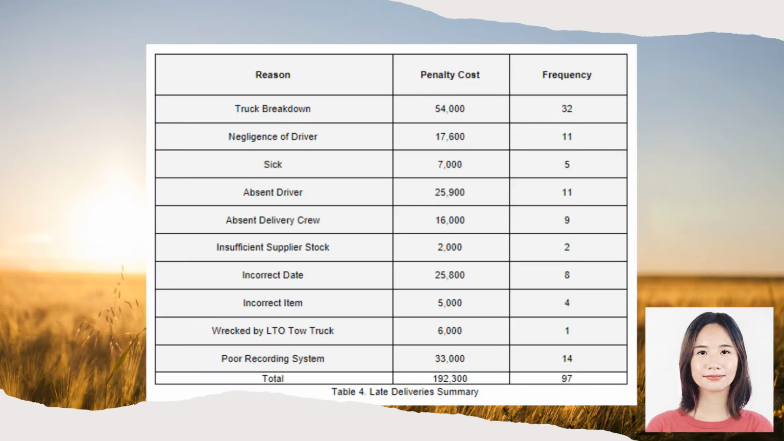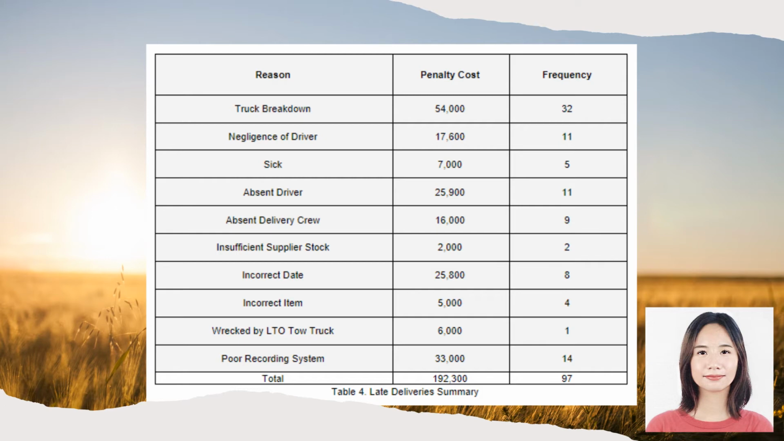Table 4 shows the summary of the reasons as well as the penalty cost and frequency for each. The case mentioned that out of 619 orders, 522 were delivered on time, which means that 97 orders were delivered late. By computing the total penalty cost, we get a value of 192,300 for the 97 late deliveries per quarter.